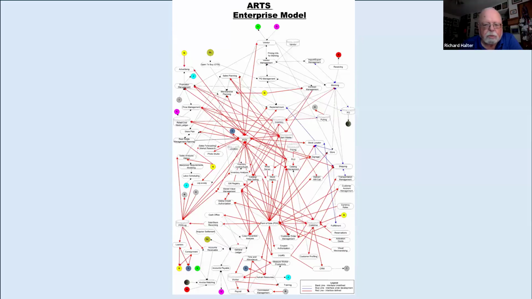Okay, can you see my messy diagram? All right, okay.